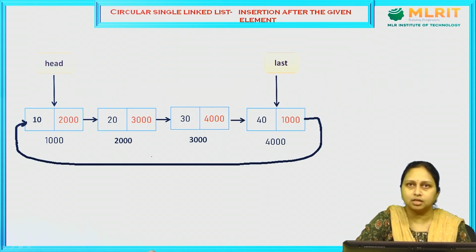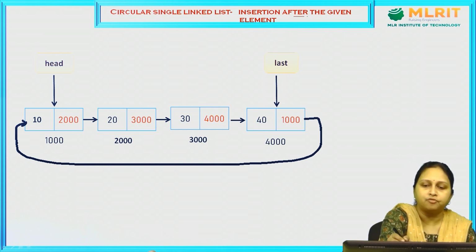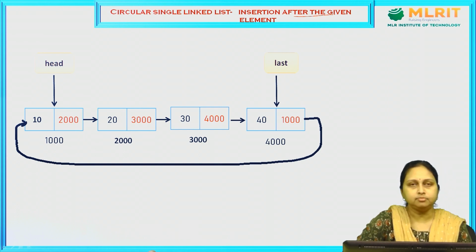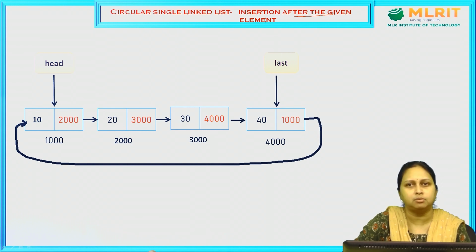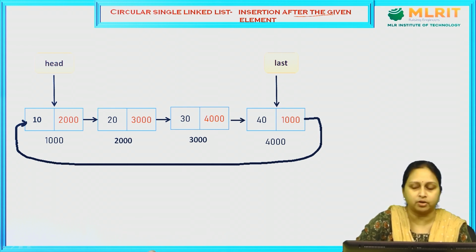And we have the third case, inserting a new node after the given element. And this will be similar to our single linked list. Here in the circular single linked list, you will find more difference in the insertion at the beginning and insertion at the end. The remaining part, insertion after the given element or insertion before the given element, will be the same as what we have performed in the single linked list, but the loop representation may differ. Okay, let us see what we are going to do in that.